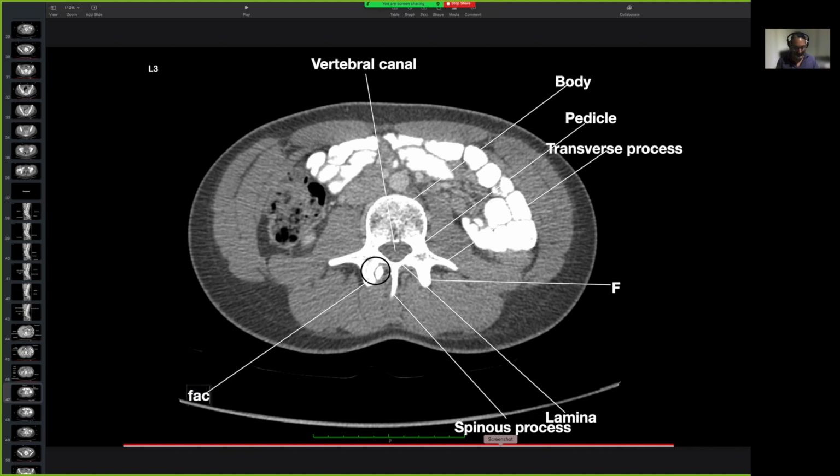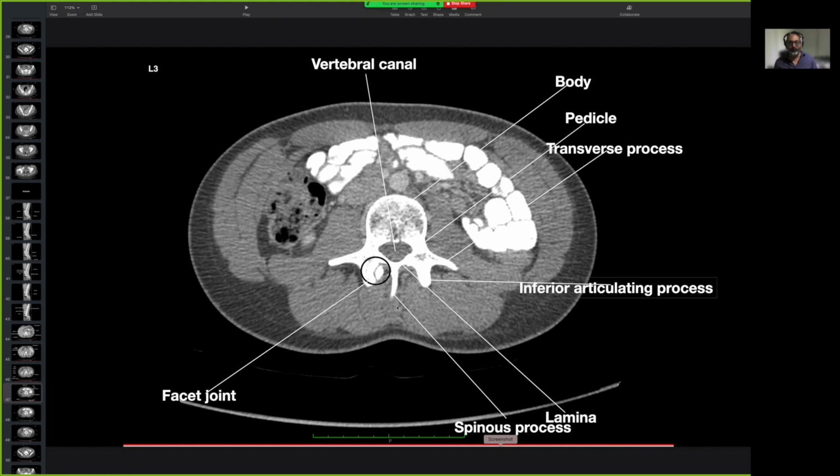Yeah, that's the facet joint, and I think it's the... I'm sorry. I think so. Yeah, it's the facet. It's the inferior facet joint on the right side. Correct. Yes, inferior articulating process.